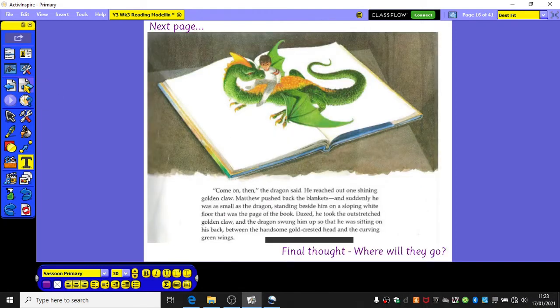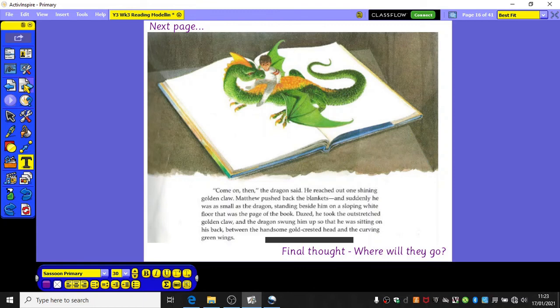Okay, so to finish off the reading lesson today, I'm going to read you the next page and have a final thought. The next page then. Come on then, the dragon said. He reached out one shining golden claw. Matthew pushed back the blankets, and suddenly he was as small as the dragon, standing beside him on a sloping white floor that was the page of the book. Dazed, he took the outstretched golden claw, and the dragon swung him up so that he was sitting on his back, between the handsome gold-crested head and the curving green wings.